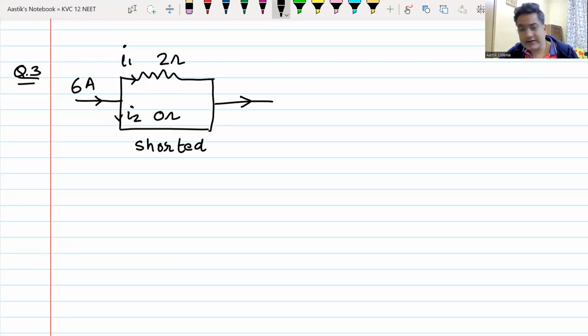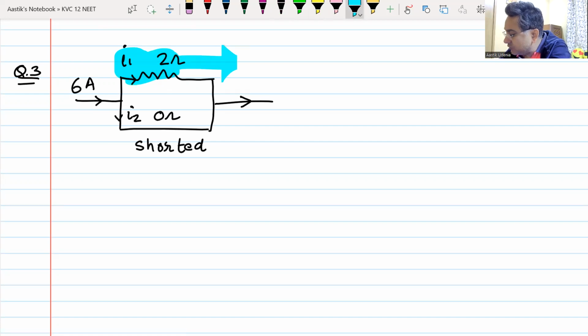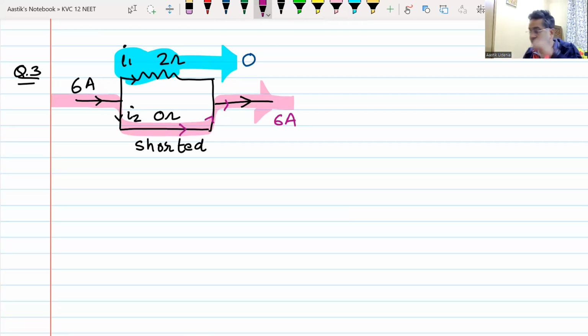Well, that is exactly correct. I1, this current, the blue current, actually becomes 0. No current will flow through this branch because the other resistance is 0. The entire current will come from here and will go through this branch. So the 6 ampere current will keep on flowing like this. Do we understand this? 6 amp current will just flow through the lower branch.